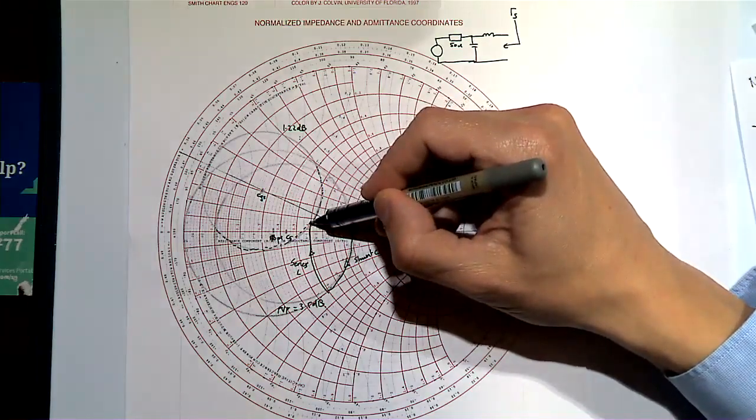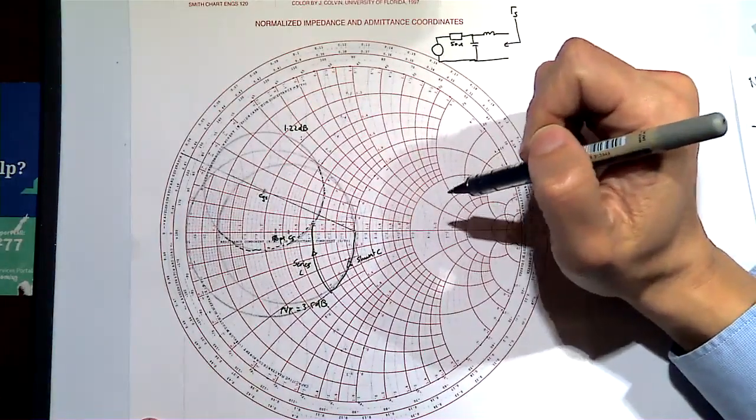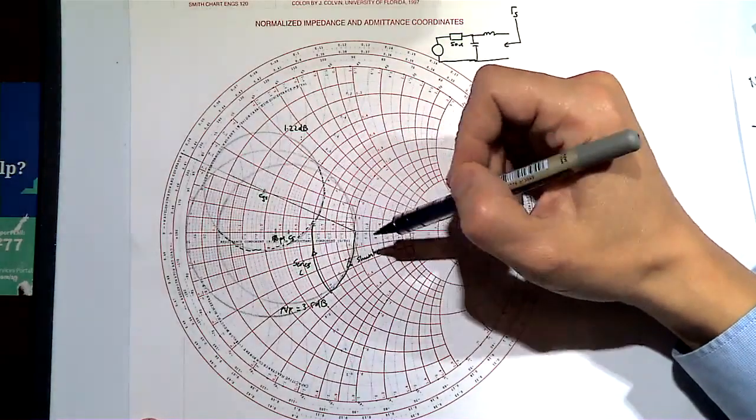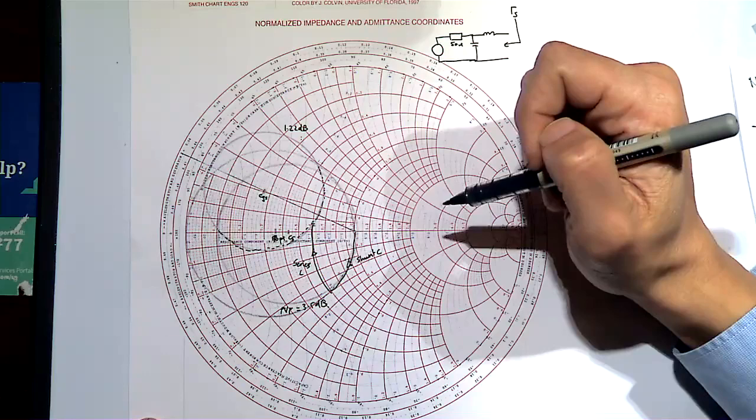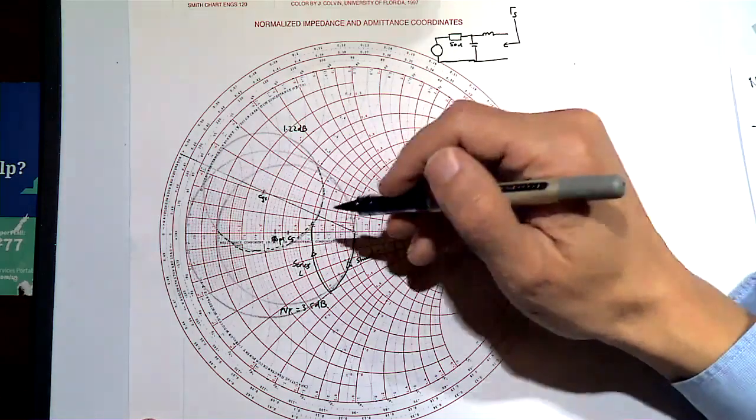All right, question. How do we build the input network that gives us those characteristics? Okay, I'll give you a hint.